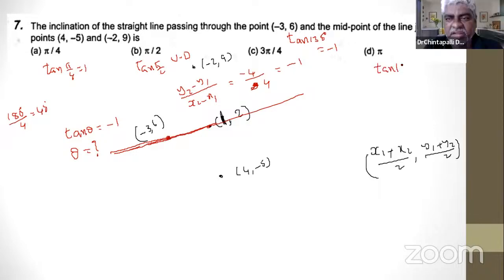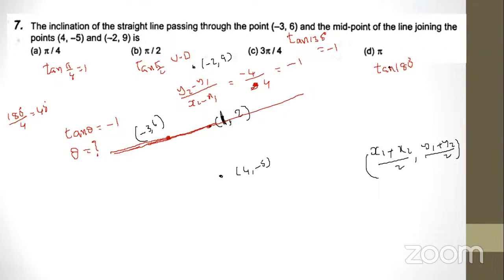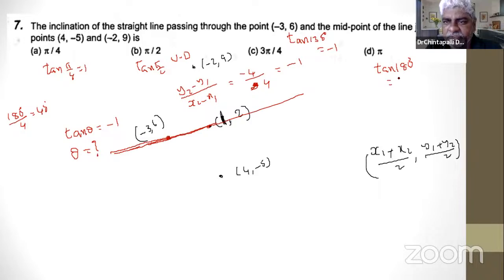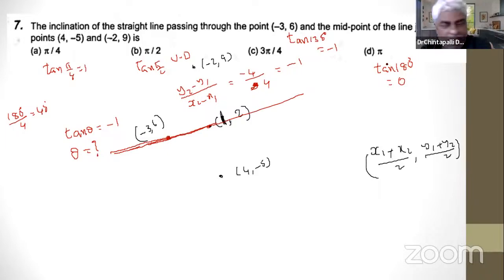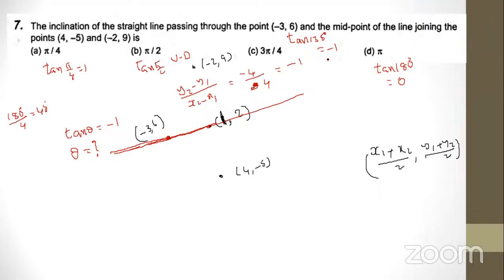What is tan 180 degrees? It is 0. I will teach you how to find these values. It's very important. I could see some in the SAT question paper also. It is a must, very essential to learn them. Meanwhile, I am giving its values. See, which option is correct? Option 3, sir.